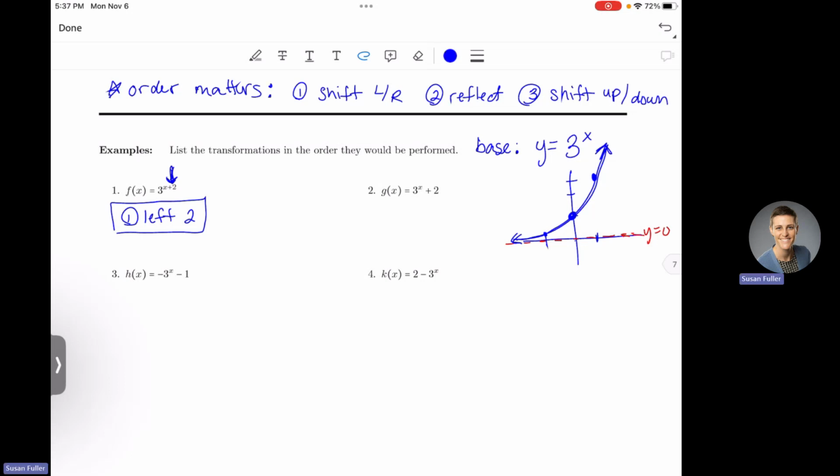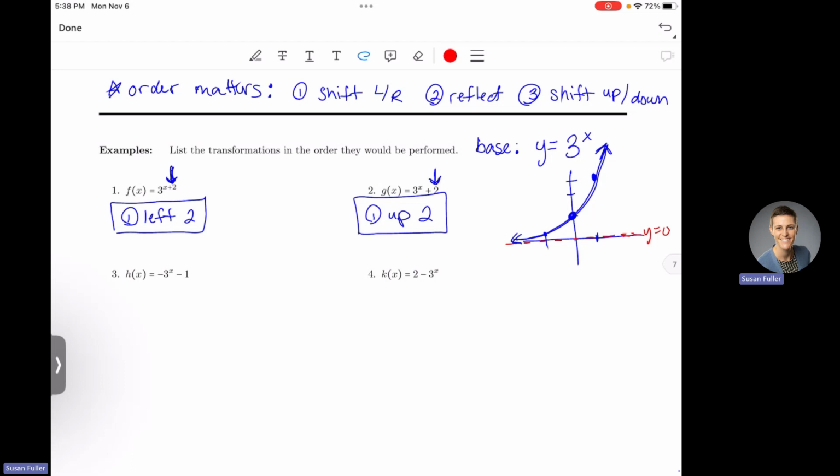Number 2, g of x equals 3 to the x plus 2. This time, instead of adding the 2 up in the exponent with x, I'm adding it down here on the outside of my exponential. Because I'm adding it to the outside, this is going to move us up and down. Outside moves the way you think it will, so that's going to move us up 2 units. And that's the only transformation that I have here, so the only thing I'm going to do is shift the graph up 2 units.